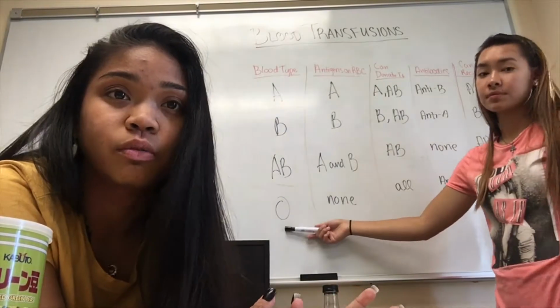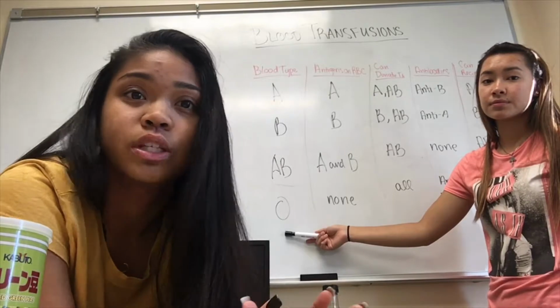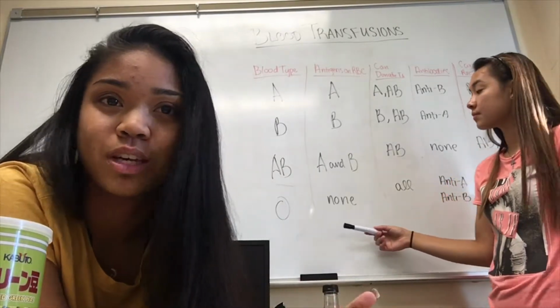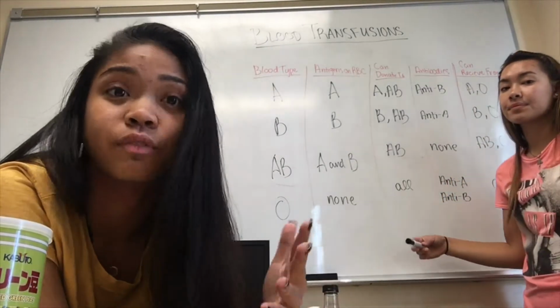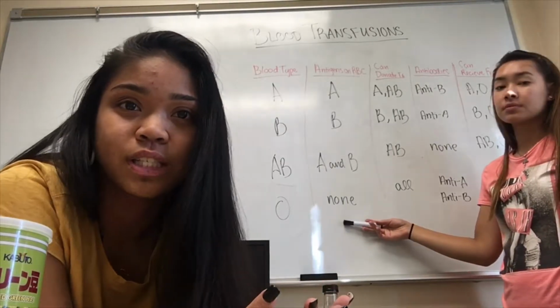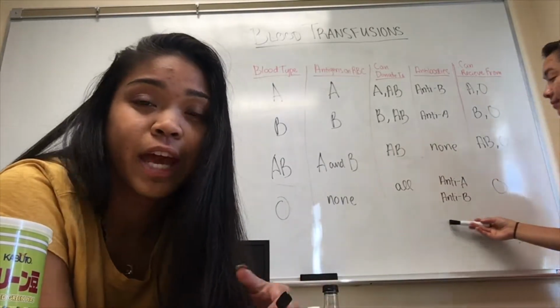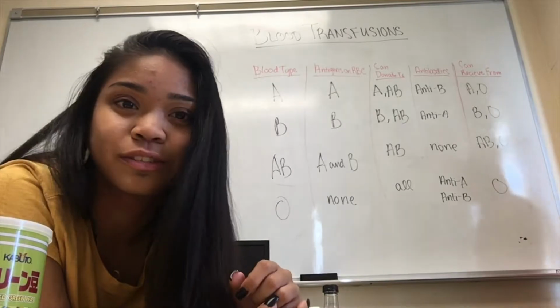And if you're blood type O, there are no antigens. You can donate blood to A, B, and O, which is all the blood types. It's a universal donor. And the antibodies in the serum is anti-A and anti-B. And you can only receive blood from type O.